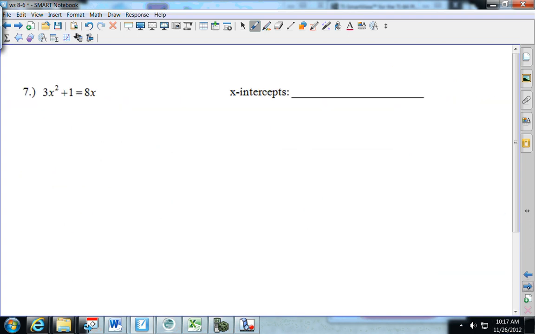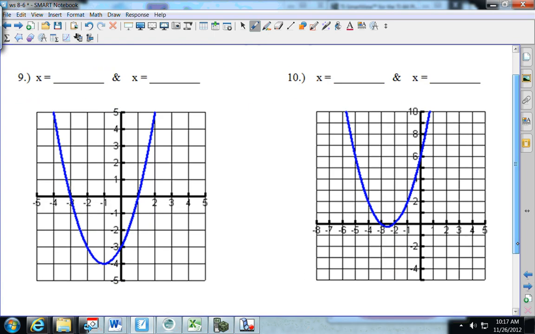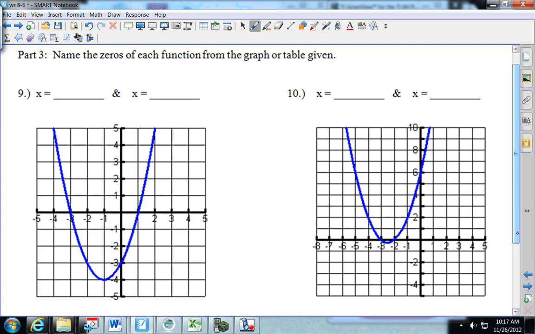Now, let's go back here for a second. We'll come back to those three problems. Let's look at these. It says, name your zeros of each function from the graph or table given. First off, when they ask you for zeros, what are they asking you for? They're asking you for solutions or x-intercepts. They all mean the same thing. Well, right here, it crosses at negative 3, and it crosses at 1. That's all they're looking for. The next one, not too difficult right here. It's negative 3 and negative 2.